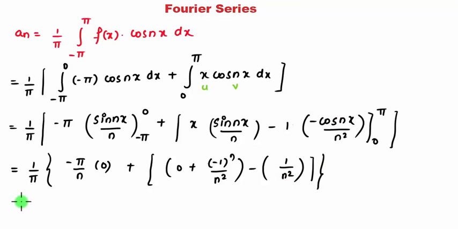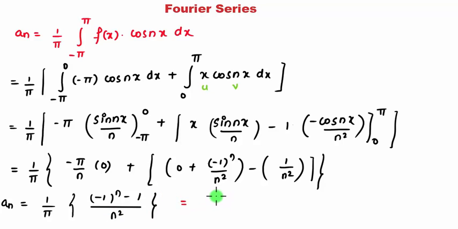So now after solving this, you get an as 1 upon pi, this has 0, and what is remaining is minus 1 raised to n minus 1 whole divided by n square. So I can write this as equal to 1 upon pi n square, minus 1 raised to n minus 1. That's my an.